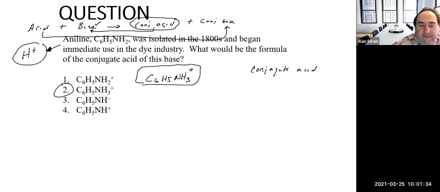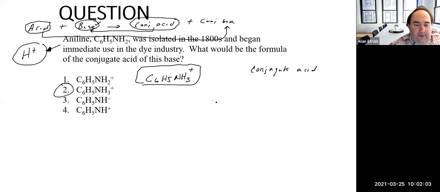Sometimes it's very helpful to think backwards, especially when a problem asks what the conjugate acid or conjugate base is. Determine whether you're looking at an acid, which means you take away the H plus, or a base, where you add the H plus. Sometimes it's helpful to look back in that direction. Any questions on that particular one?